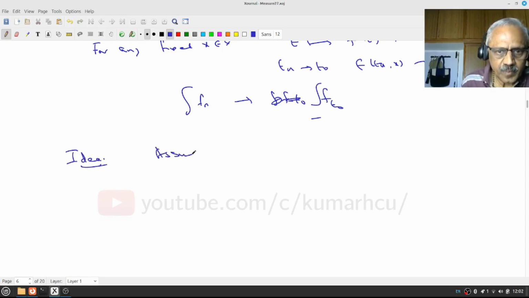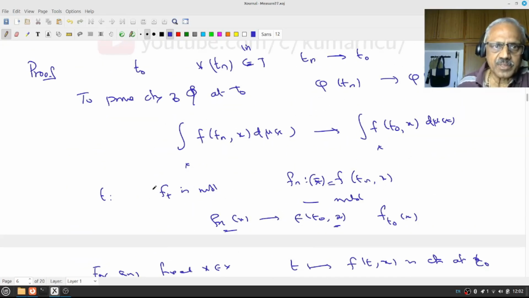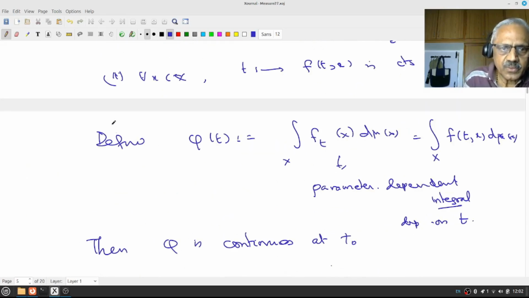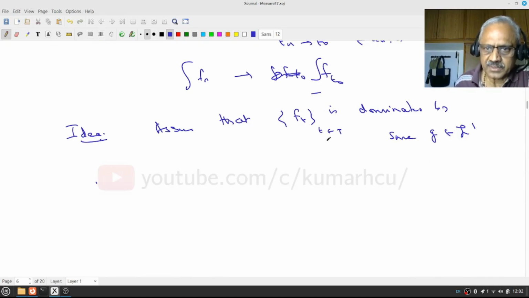Here the idea is to assume that ft is dominated. The ft is a family, and it is dominated by some g in L1. So this is the third hypothesis I have to make now. Third hypothesis: there exists a g in L1 such that for all t, mod ft of x is less than or equal to g of x. Of course, g is non-negative by very construction.